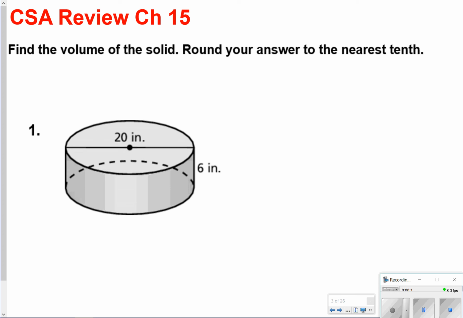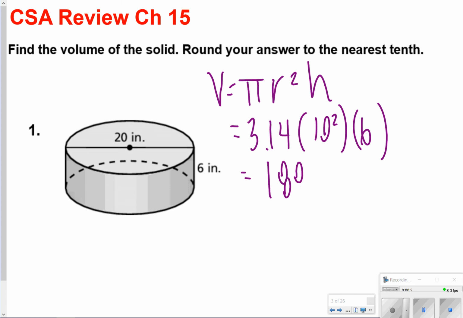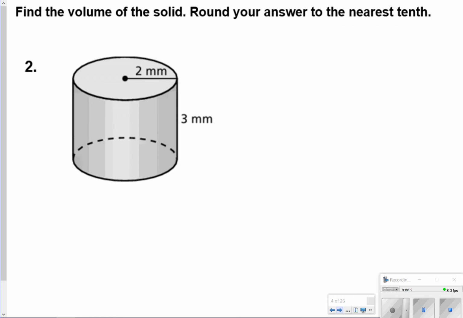You're finding the volume of the cylinder. Remember, your volume formulas will be given to you on your test. So here's your volume formula, and you're just going to plug in what you know. So 3.14 is pi. The radius is 10, so make sure that you half the 20, and then the height is 6. We're going to multiply all those together, and we'll get 1,884 inches cubed.